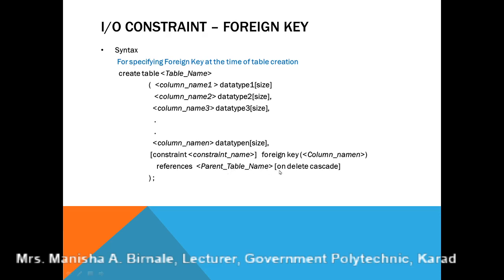And after parent table name you can write on delete cascade clause. This on delete cascade is again optional. It is written in square brackets. So what is meaning of this on delete cascade? Let us see.